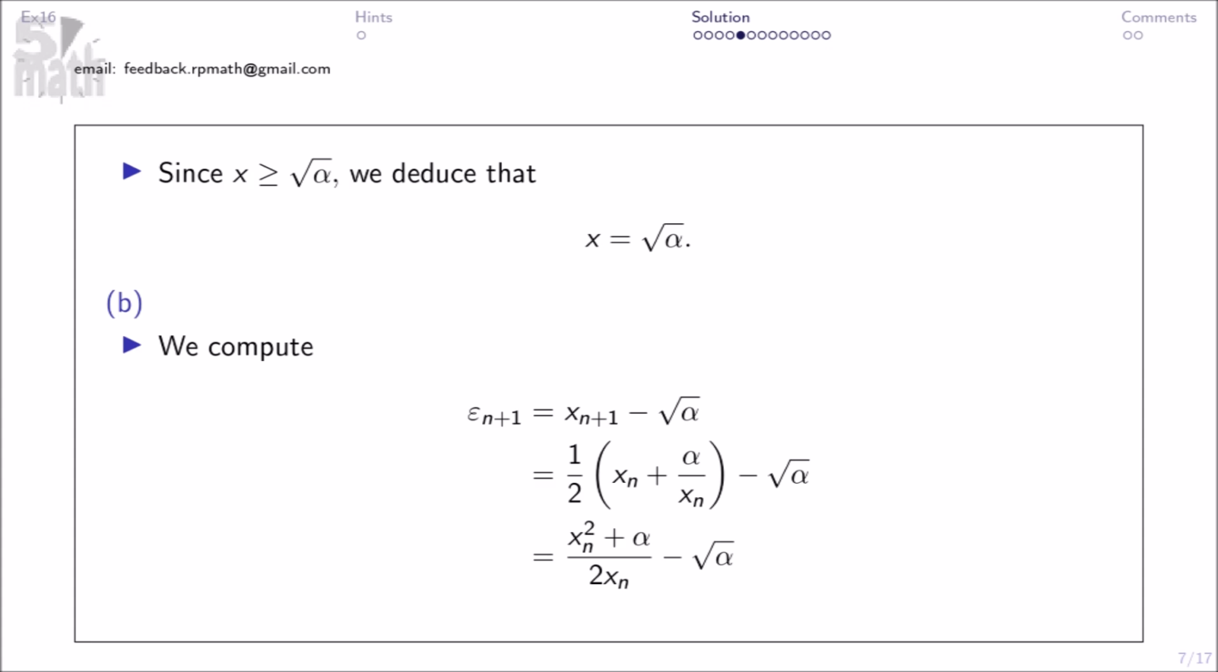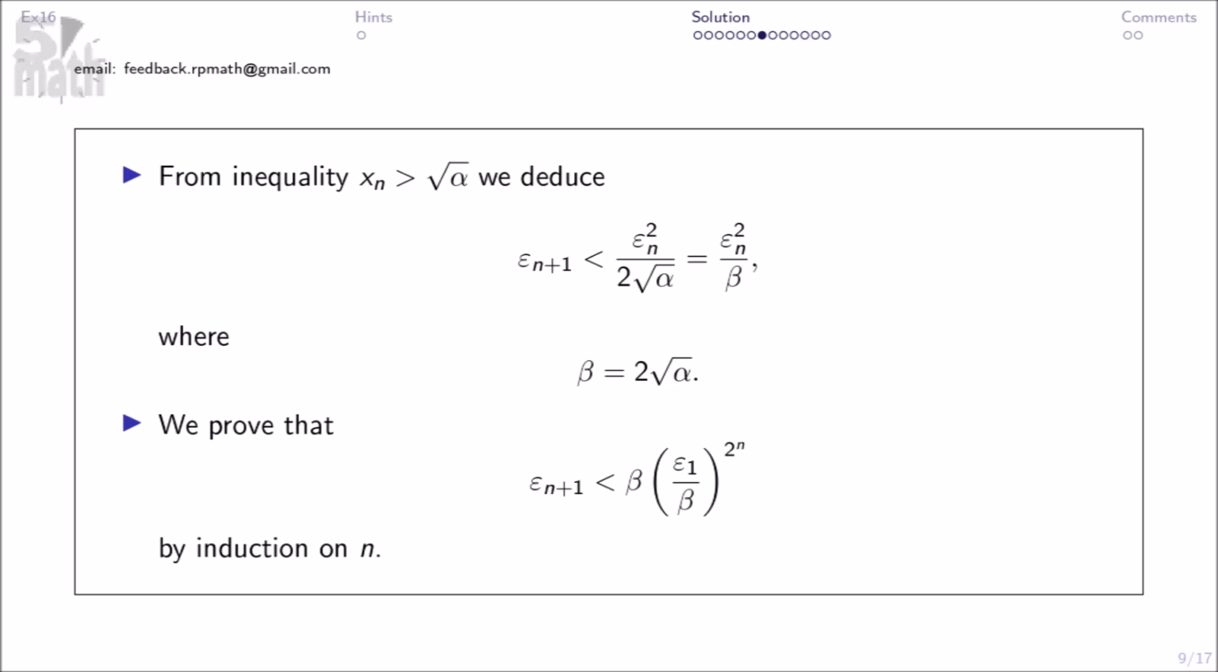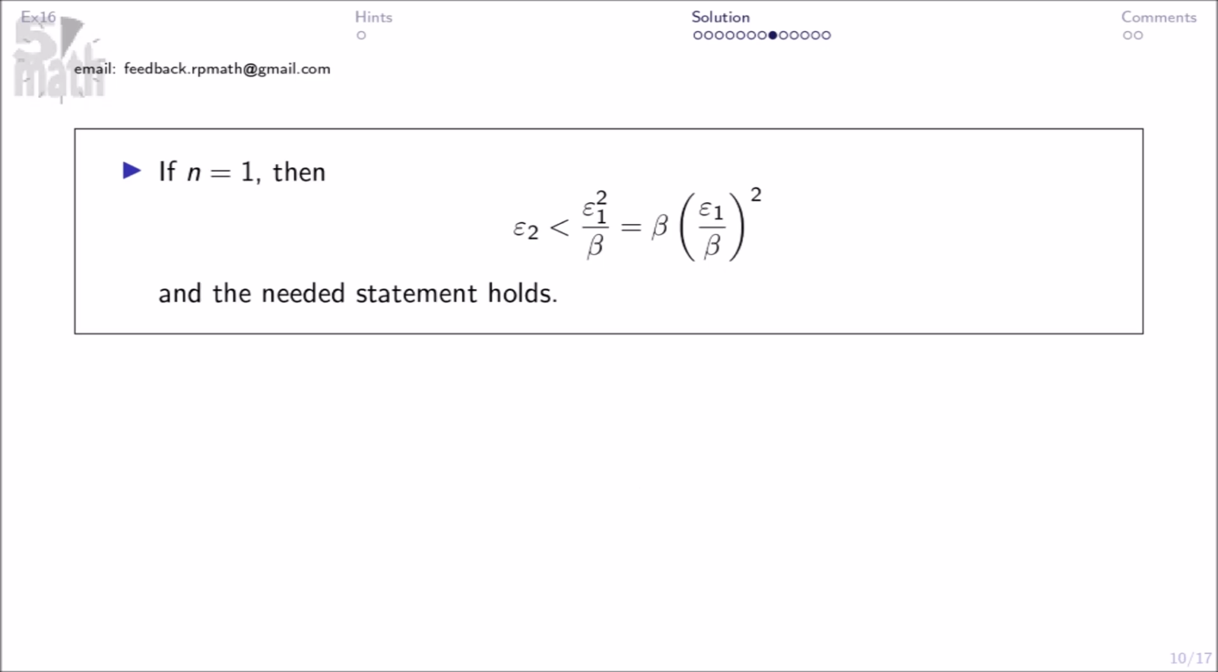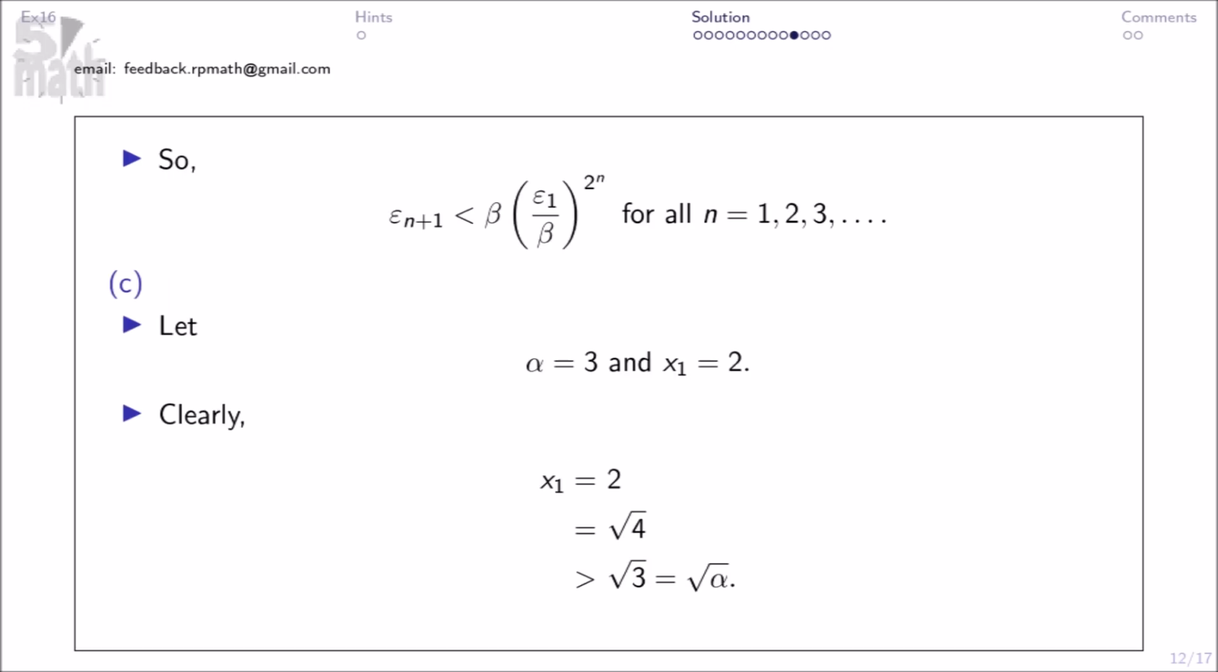B. We compute this. And this. From the inequality xn greater than the square root of alpha, we deduce the following, where beta equals 2 times the square root of alpha. We prove that this holds by induction on n. If n equals 1, then the following, and the needed statement holds. If this, then that. So we have this for all n equals 1, 2, 3, and so on.